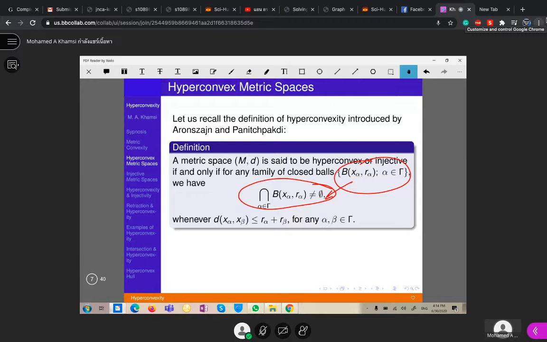Put in a simple way, we have a collection of balls that intersect two by two, and we want to conclude that the total intersection is not empty. That's what we want. As you can see, we have this condition here. This condition just tells us that the two balls, B(x_alpha, r_alpha) and B(x_beta, r_beta), do not intersect. If they do not intersect, by the triangle inequality we have this condition on the centers and the radii.